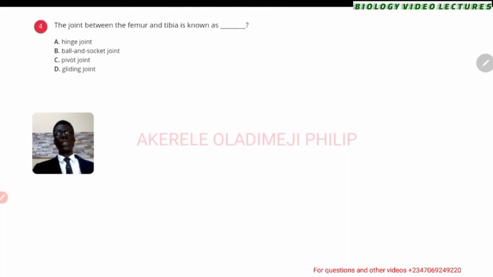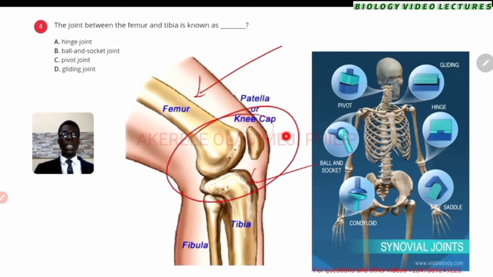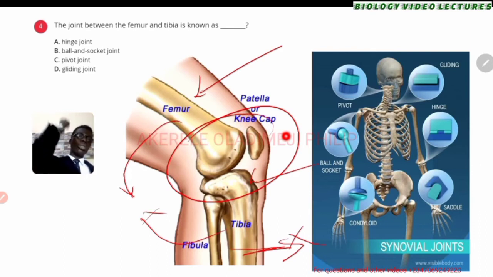The joint between the femur and the tibia is known as the... Now, okay, well, that should be a hinge joint. Hinge. Let me show you that in a moment. Of course, you know that this is the femur, this is the tibia. So this is called a hinge joint, a joint whereby there is movement in one direction, while in the other direction there's no movement. For example, I could do like this.